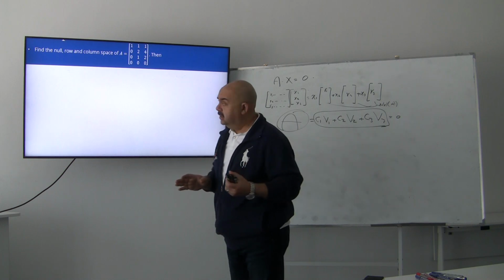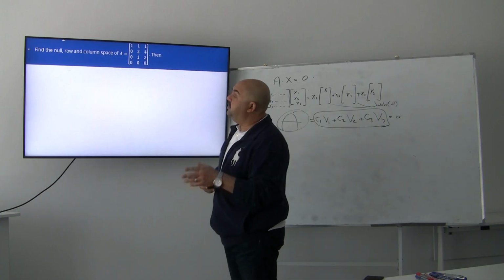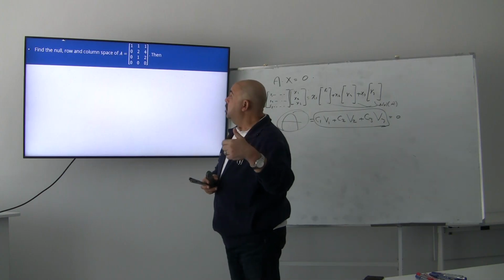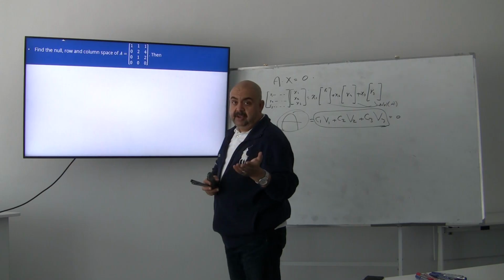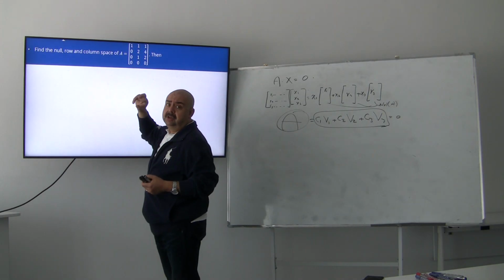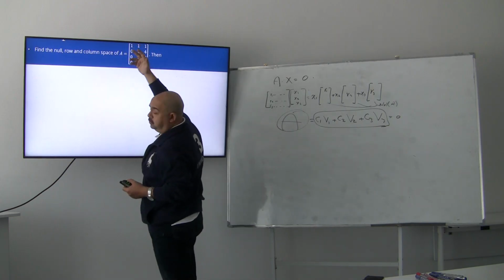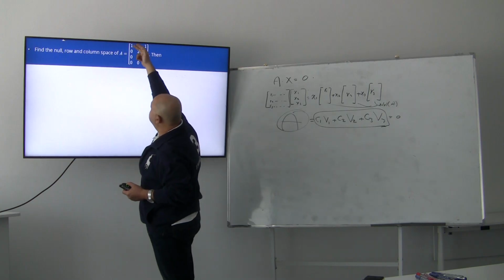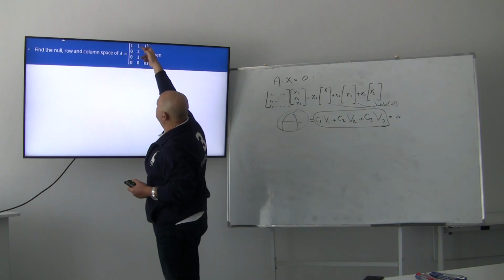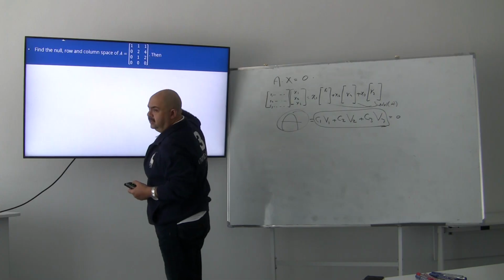In order to make things easier, let's go through this problem. It states: find the null space, row space and column space of A. And this is the matrix that we formed from a basis of R3, in R4, with the first vector 1 0 0, then 1 2 1 and 0, and the last vector which is 1 4 2 and 0.